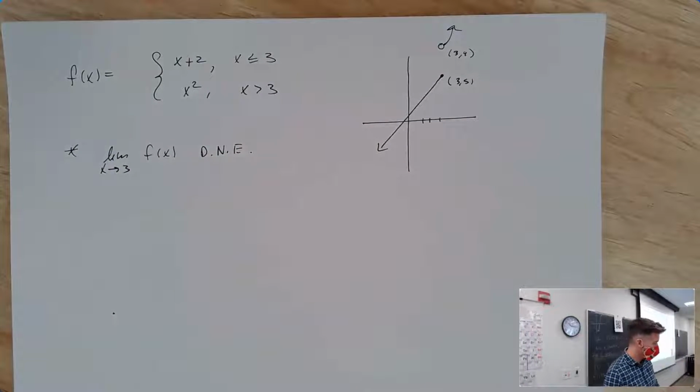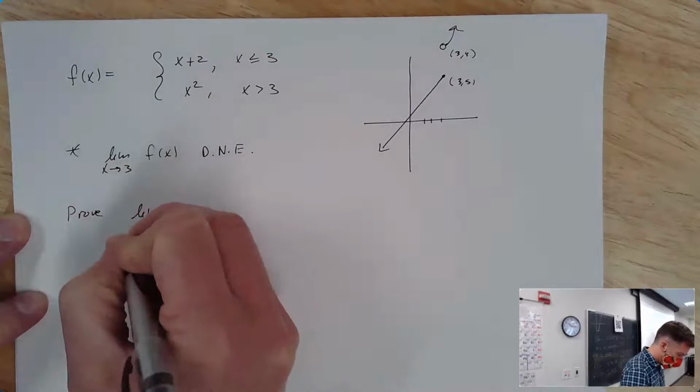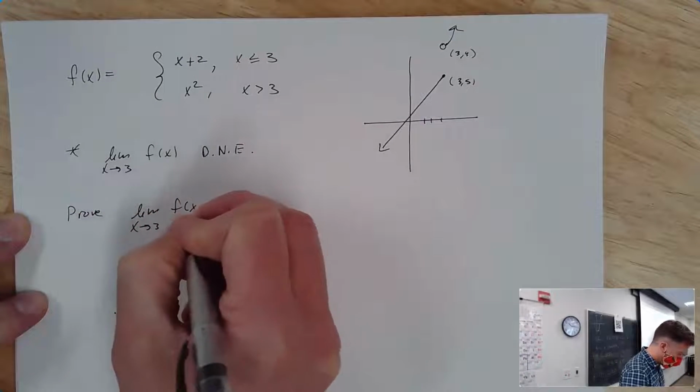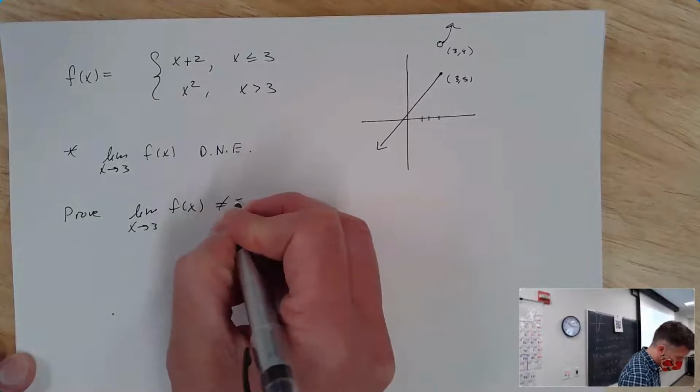But we want to prove it. So I want to prove the limit as x approaches 3 of f of x. There are kind of two different ways you can ask this question. You can either ask it as actually just showing the limit doesn't exist, or I'm going to specifically prove that the limit isn't equal to a particular value. So we say, okay, let's prove the limit is not 5.